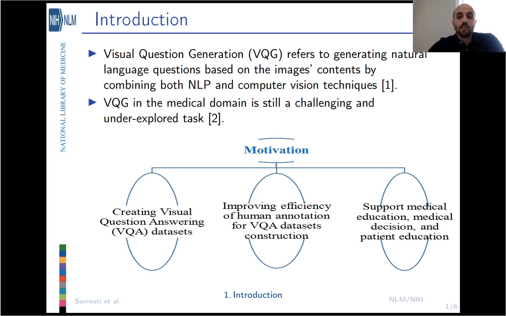The one major challenge with medical visual question generation is the lack of enough training data, which usually requires huge effort to build. The motivation for the visual question generation task can be summarized in threefold. First, it aims at creating large-scale visual question answering pairs to produce more training data, and it also improves human annotation for VQA dataset construction.